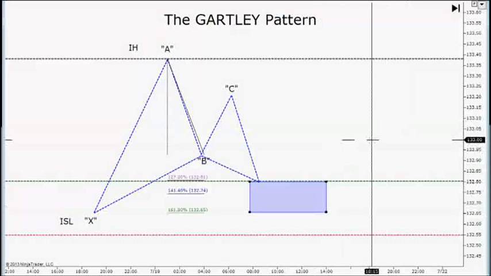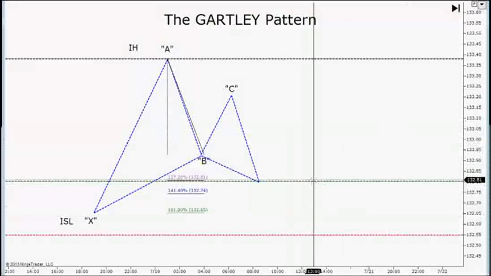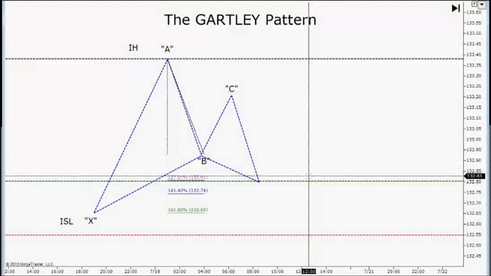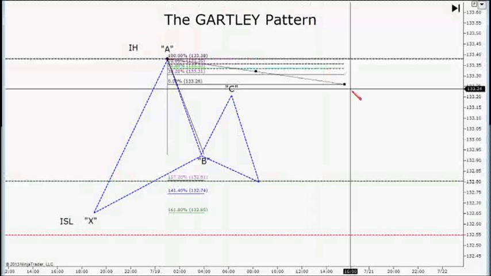Okay. Now let's talk about targets. Now that we're in the trade at the 127 extension, how are we going to find our targets? Well, we're going to take a Fibonacci retracement and we're going to go from A to D.